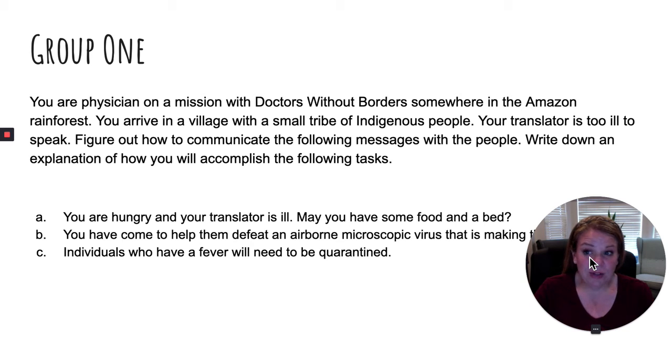You need to write down an explanation of how you're going to accomplish these tasks. Number 1, you need to tell those people that you're hungry and your translator is ill. May you have some food and a bed. Number 2, you've come to help this tribe defeat an airborne microscopic virus that is making them sick. How are you going to tell that to them? Number 3, you need to tell them that people who have a fever need to be quarantined. So think about how you're going to communicate those messages and come up with a plan.